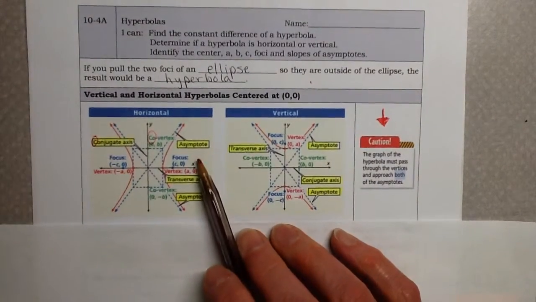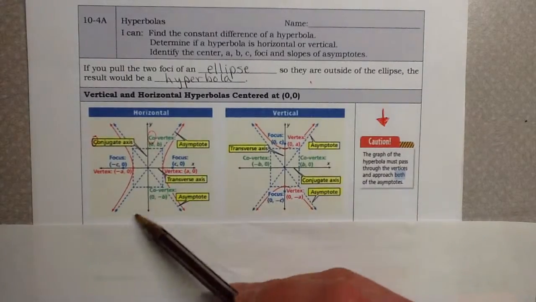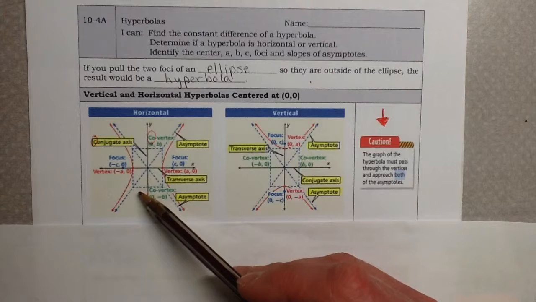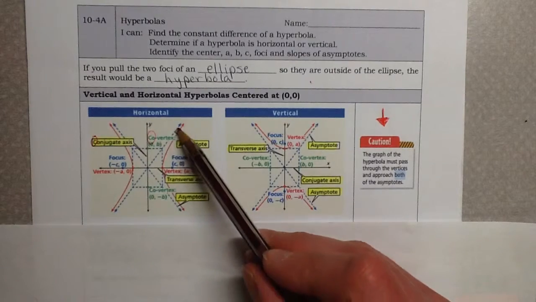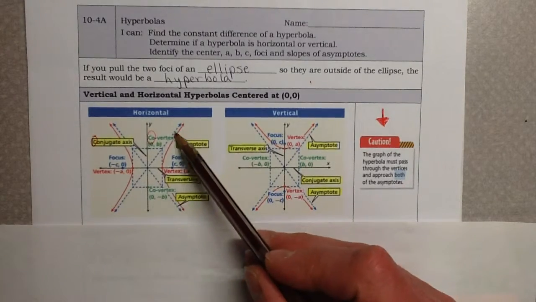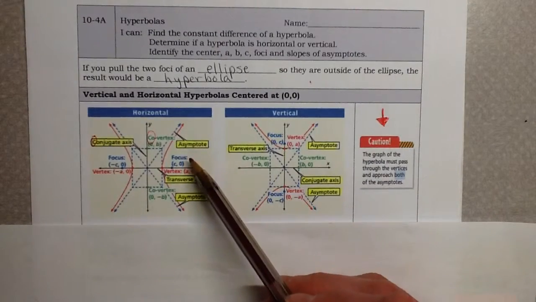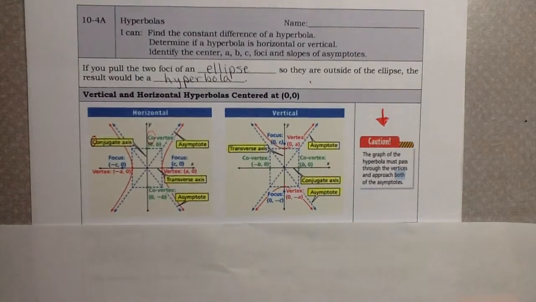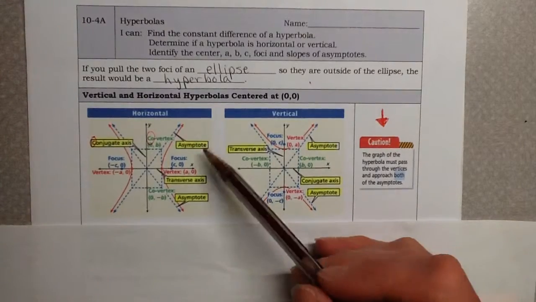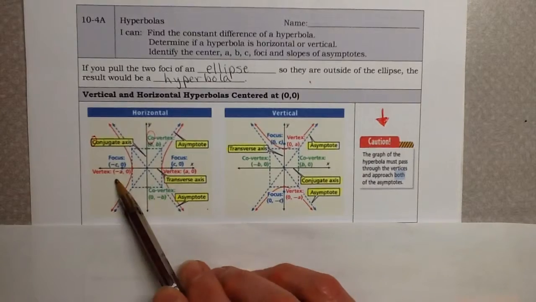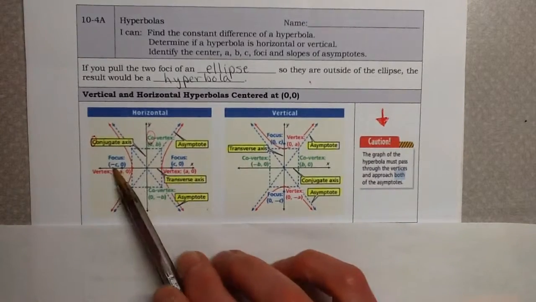Another thing that I have highlighted here are the asymptotes. And we're just going to be concerned with the slopes. We're not writing the equations for them. So when we get down to the other table, it'll look a little bit different than what I'm expecting you to do. Okay, but you still have co-vertices, you still have vertices, you still have the two foci.